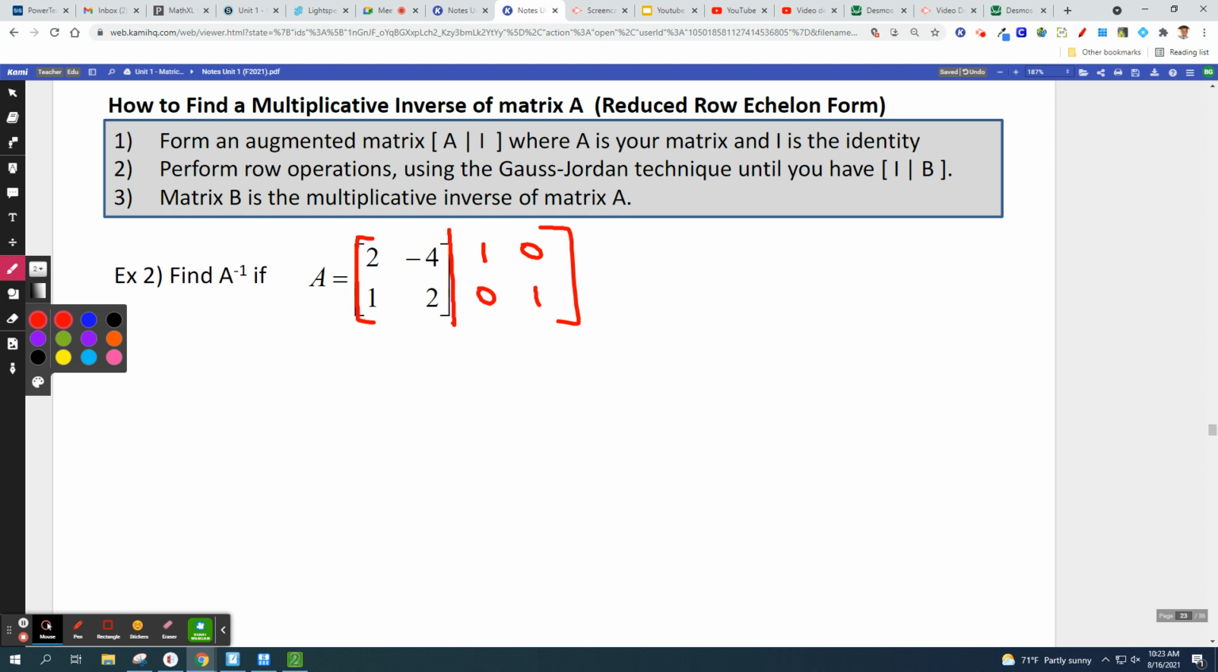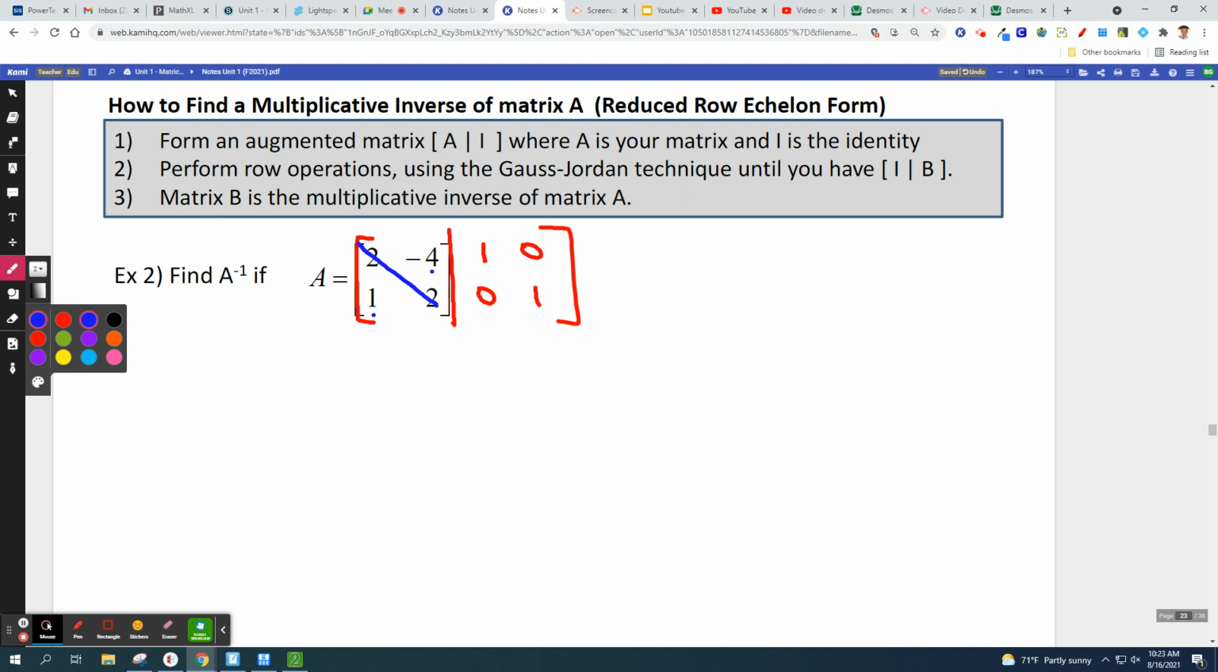Whatever the size of your matrix is, that's the size of your I. So step 1 says form that augmented matrix. That's A bar I. Then it says perform row operations using Gauss-Jordan until you have I bar B. So essentially that just means do Gauss-Jordan. And Gauss-Jordan, if you remember, this is another good review. Gauss-Jordan wants numbers here and zeros here. Specifically, it wants 1s along the diagonal and zeros there. But if you have 1s along the diagonal and zeros there, it's going to be the identity. So by doing Gauss-Jordan, we're producing the identity on the left side.